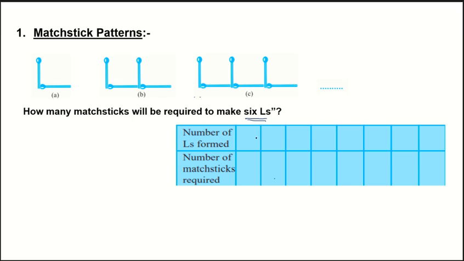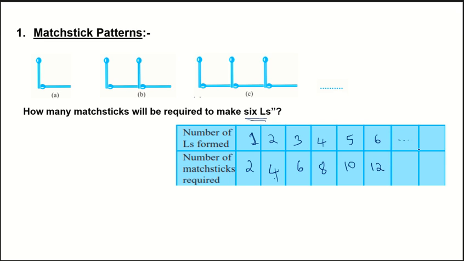Let us see the number of L's formed and the number of matchsticks required. For 1 L, we require 2. For 2 L's we required 4. For 3 L's we required 6. Similarly, if I wanted to form 4 L's, I require 8 matchsticks. If I want to form 5 L's, I require 10 matchsticks. For 6 L's, I require 12 matchsticks.